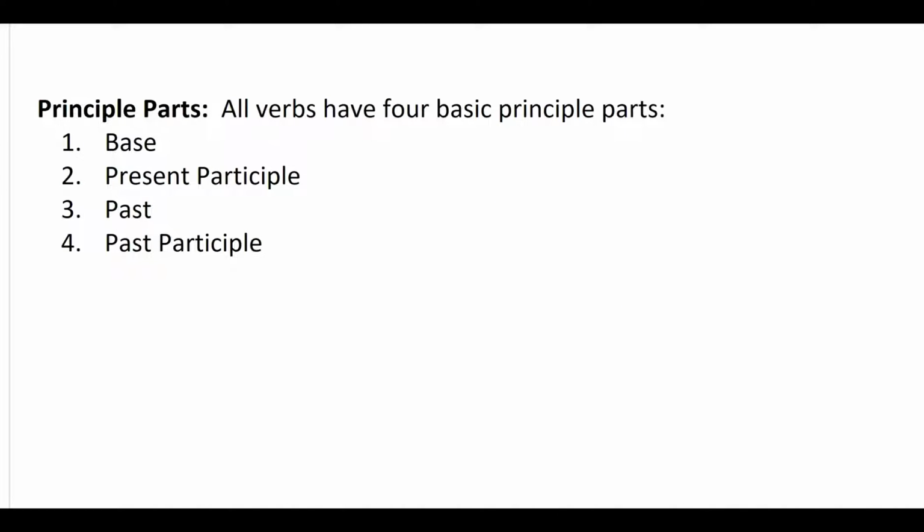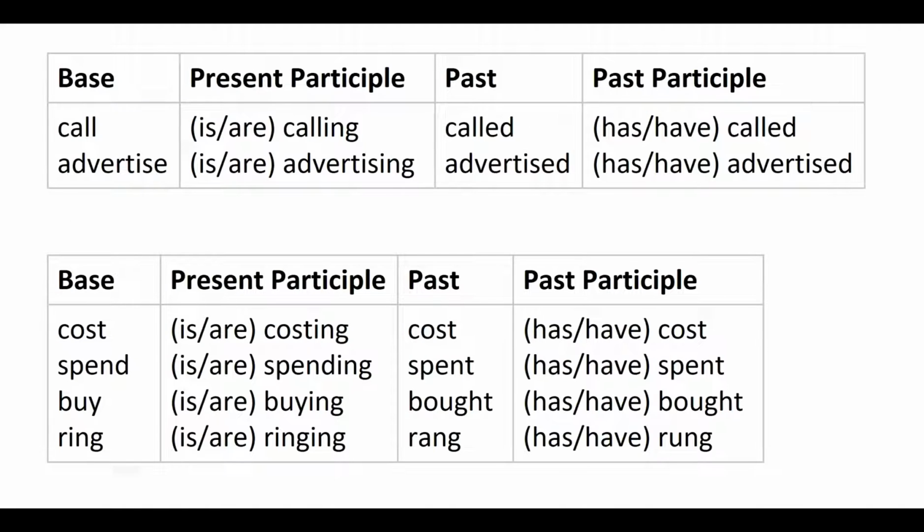All verbs have four basic principal parts: the base, the present participle, the past, and the past participle. Be sure to copy down these two charts, which cover 6 different verbs. The first 2 verbs are regular verbs, call and advertise.